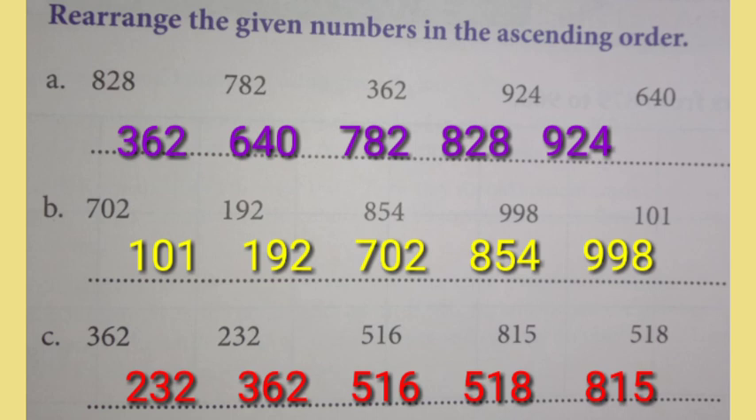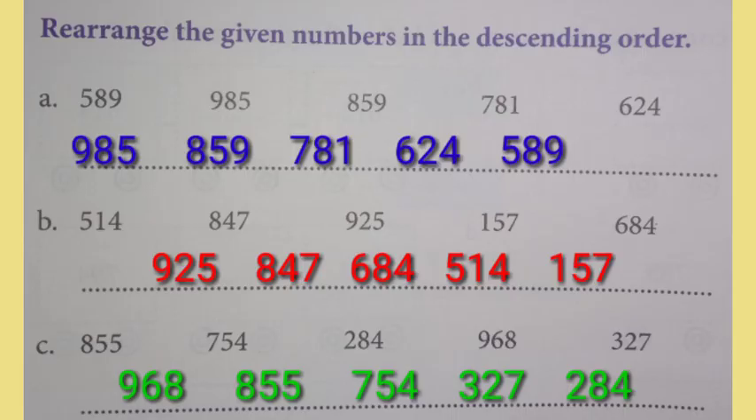Bit C, 362, 232, 516, 815, 518. Its ascending order is 232, 362, 516, 518, 815. Rearrange the given numbers in the descending order. Bit A, 589, 985, 859, 781, 624. Its descending order is 985, 859, 781, 624, 589.